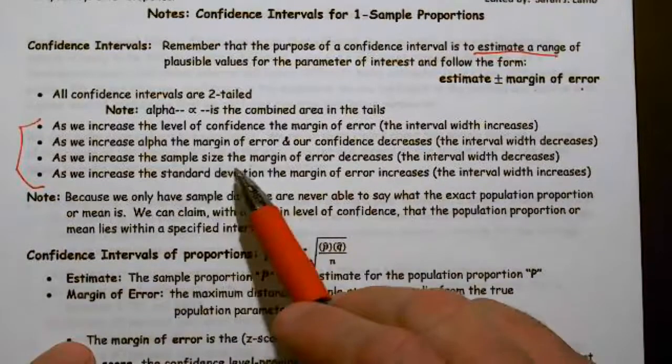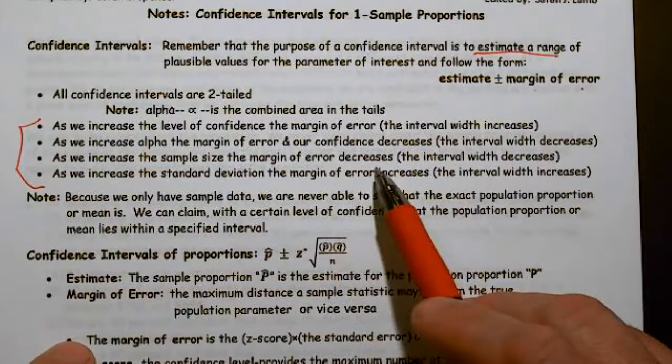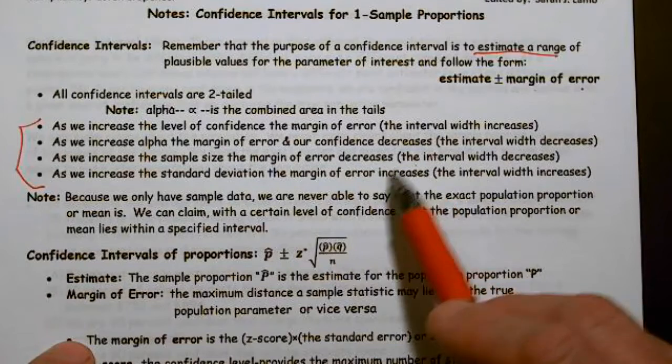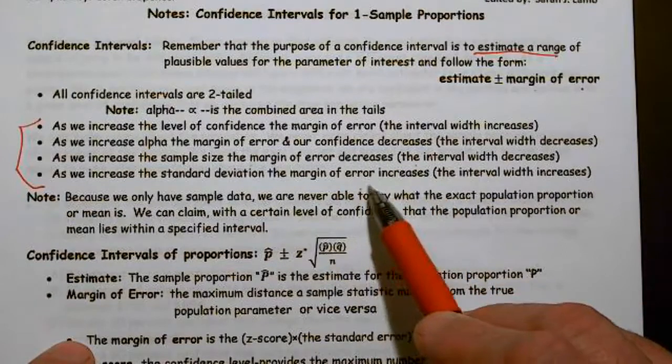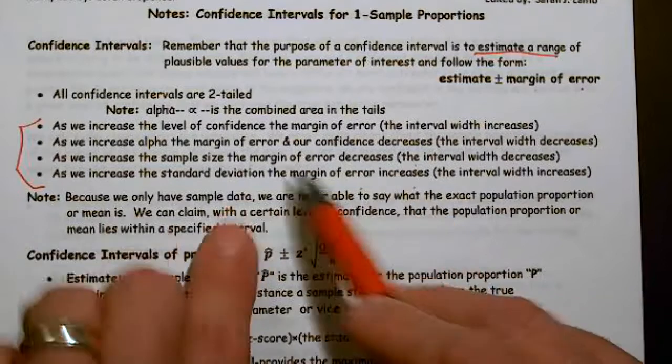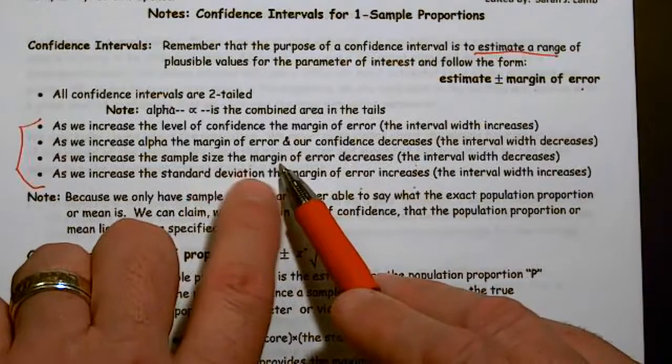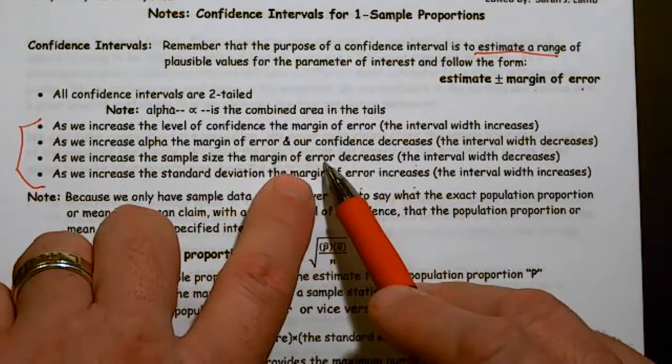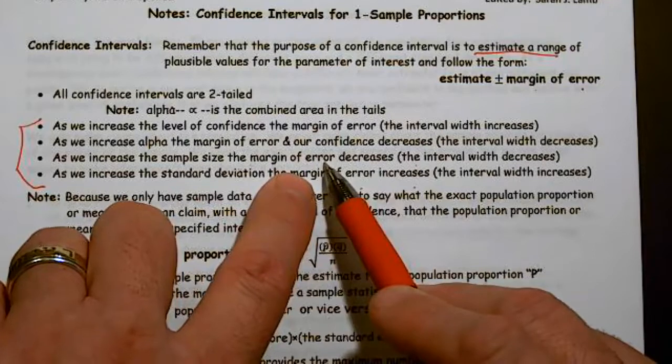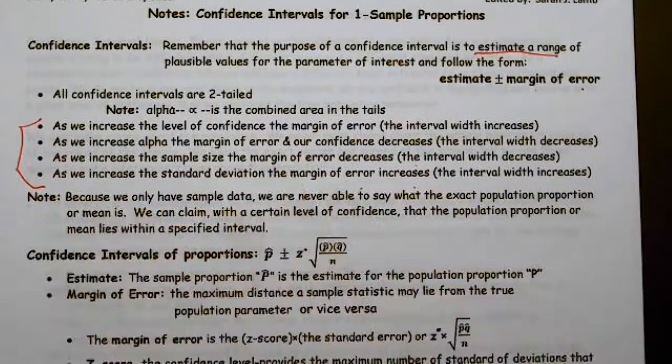As we increase the sample size, the margin of error decreases. As we increase the standard deviation, the margin of error will increase. I should also say this about this other one. As we increase the sample size, the margin of error decreases and the standard error also decreases.